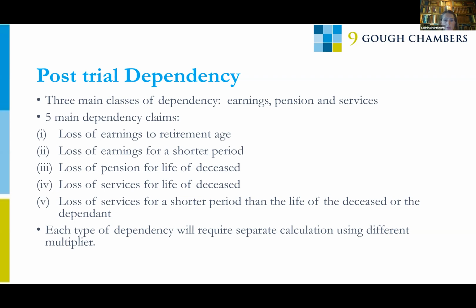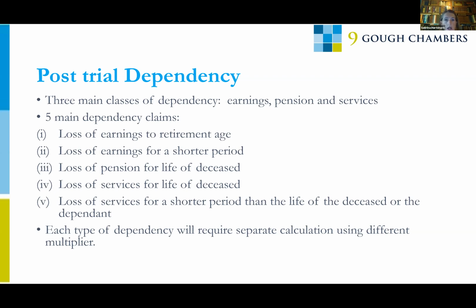And thirdly, the loss of pension for life of the deceased or the dependent, if that is shorter, and the loss of services for life of the deceased, again, or the dependent, if that is shorter. And then finally, the loss of services for a shorter period than the life of the deceased or the dependent. And each type of dependency is going to require a separate calculation using a different multiplier. Now, the methodology used is very similar and can be followed for each dependency that requires a calculation.